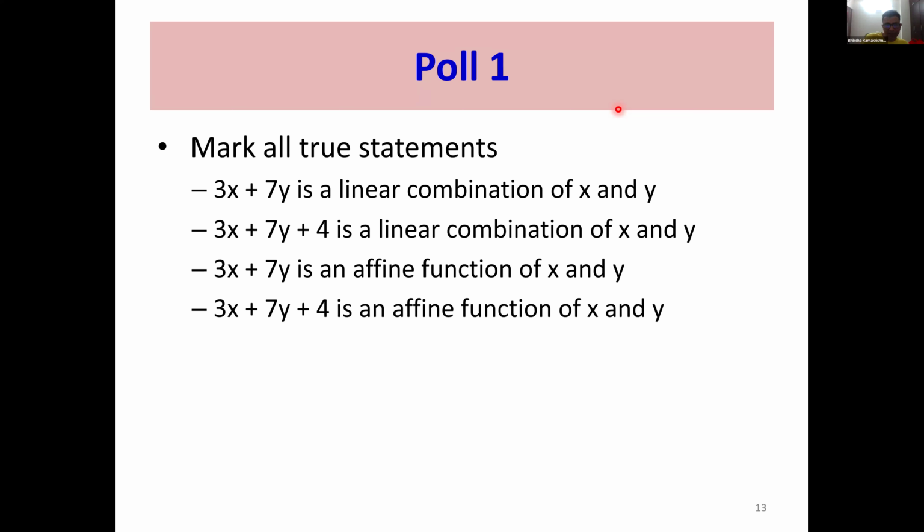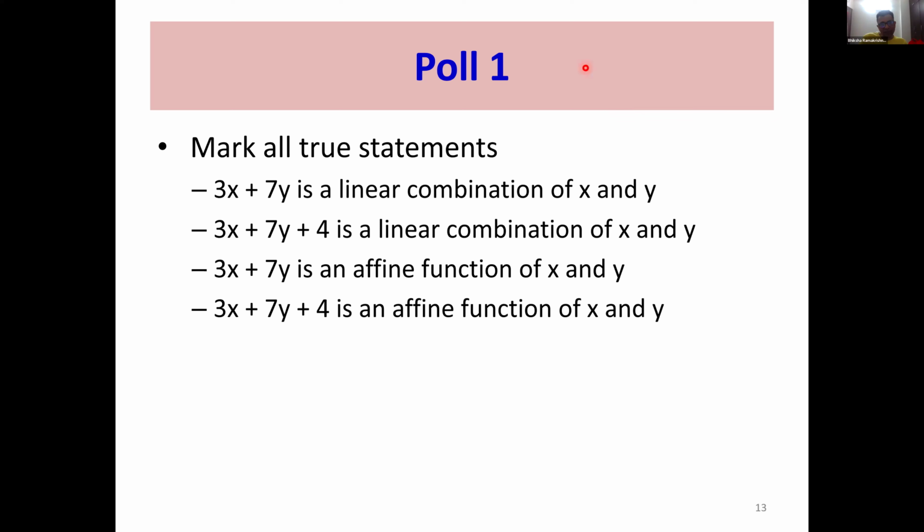Okay, 10 seconds, guys. All right, I'm ending the poll.